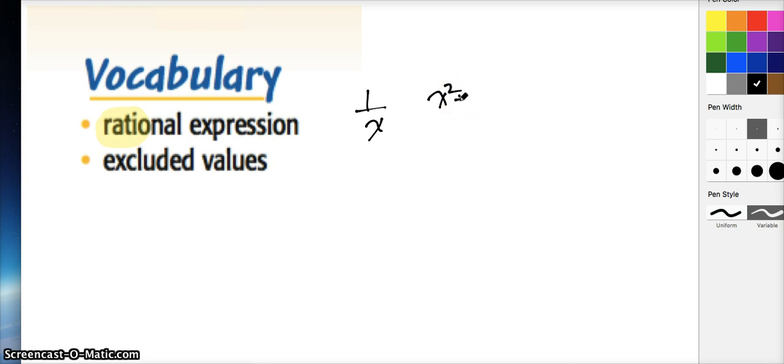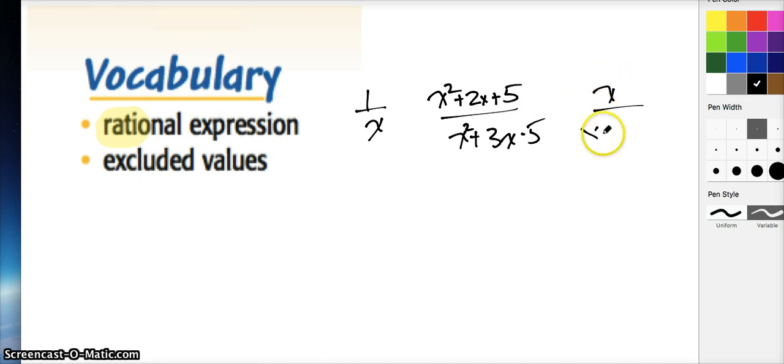So it can also contain a polynomial or a quadratic like this over some other quadratic, x squared plus 3x minus 5. I'm just making stuff up at this point. X over x plus x squared. All of these are considered rational expressions. The key word here is ratio.